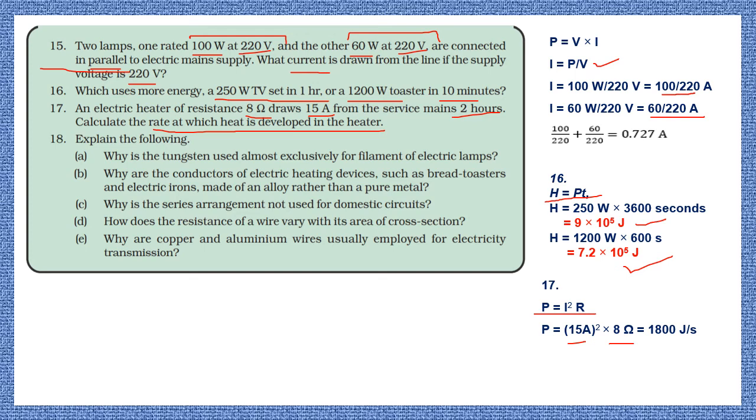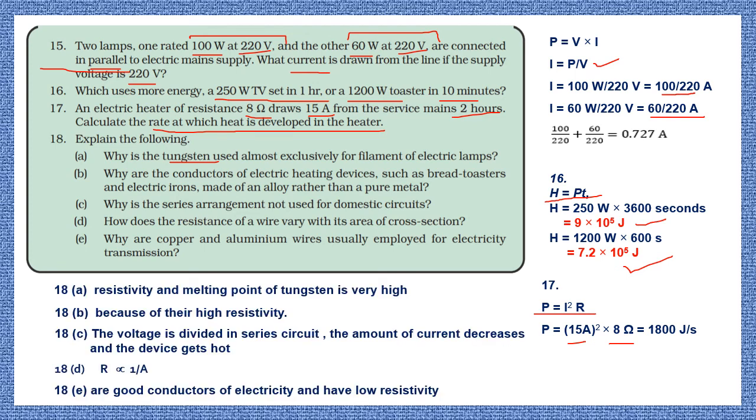Question number 18. Why is tungsten used almost exclusively for the filament of electric lamps? If you remember, we have discussed the properties of tungsten: the resistivity and melting point of tungsten are very high. That is why it is used for filament in electric lamps. Second, why are the conductors of electric heating devices such as bread toasters and electric irons made of alloy rather than a pure metal? Here also the resistivity of alloy is very high, that is why they are used, so that they can get hotter.